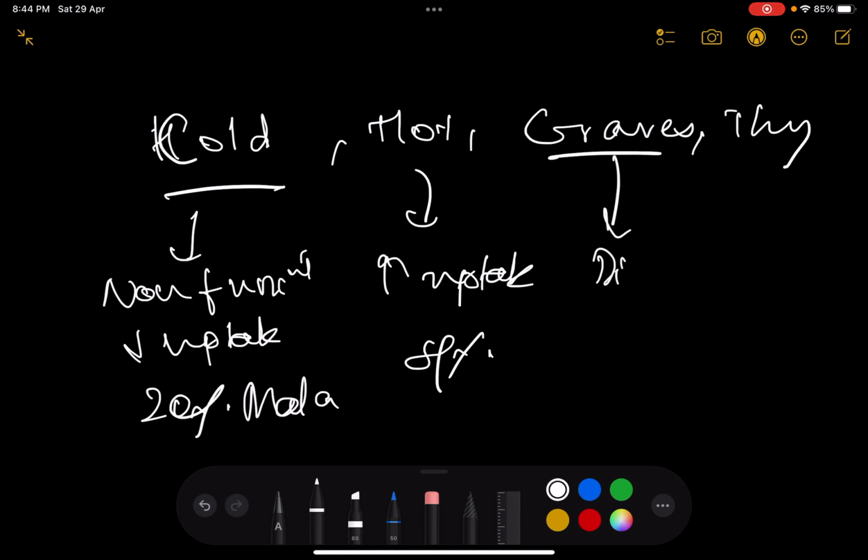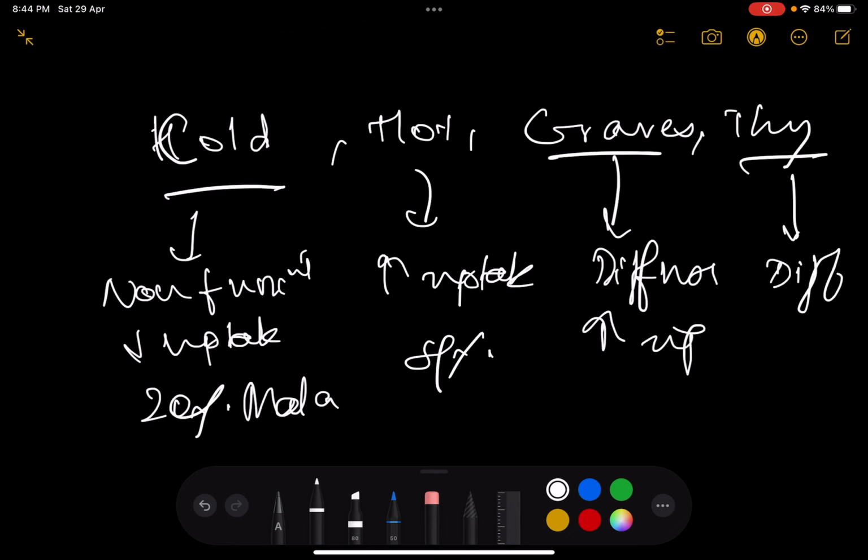In Graves, there's going to be diffuse increased uptake. In a thyroiditis, there's going to be diffuse reduced uptake, obviously, because there's going to be follicular destruction in a thyroiditis. It can be irreversible or reversible. Irreversible as in Hashimoto's, or if it's reversible, we are talking about something like de Quervain's or a viral thyrotoxicosis. So far so good.